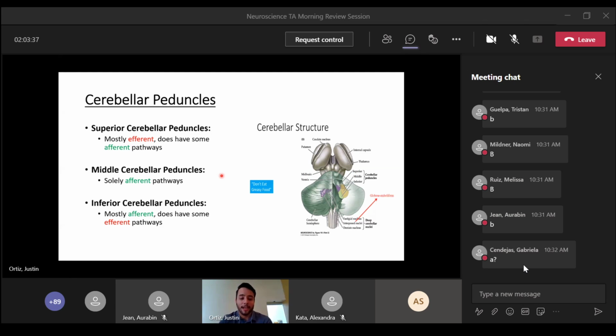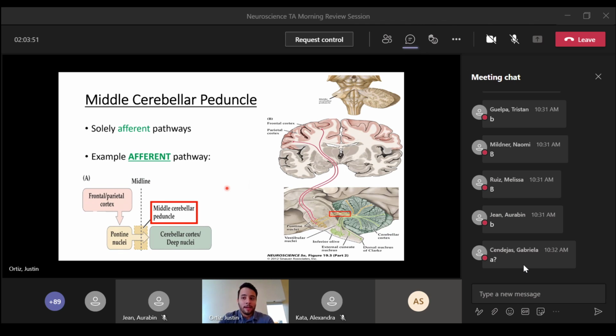because it's really easy to understand. The other ones are a little more complicated. So we're going to start off with the middle cerebellar peduncle first, because it's solely afferent. And look how large this thing is. I'll show you on the next slide. It's actually really cool. Our middle cerebellar peduncle is ginormous. It's the largest one, and it's solely an afferent pathway.